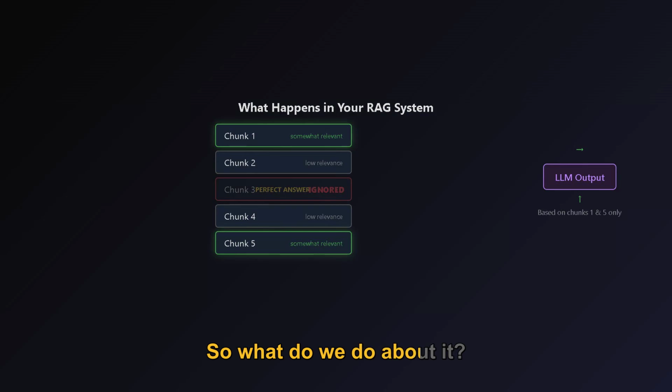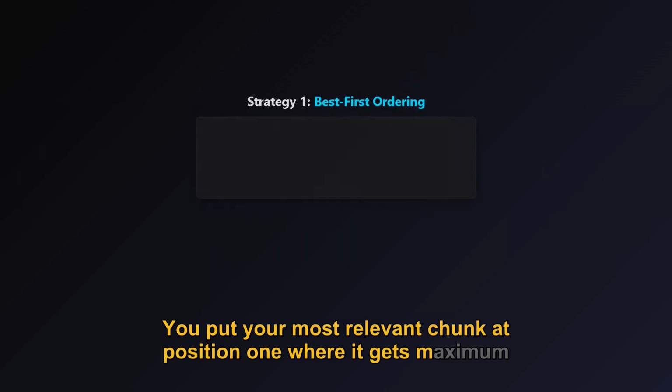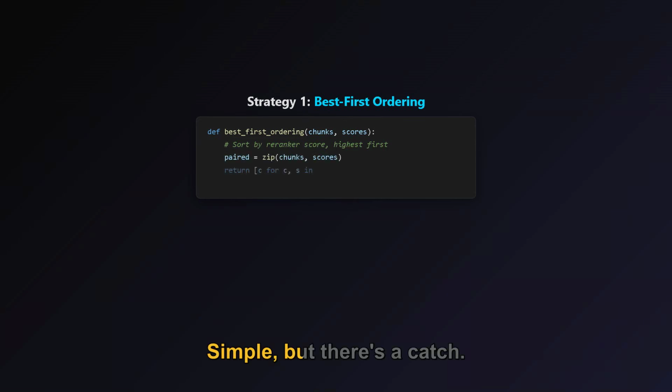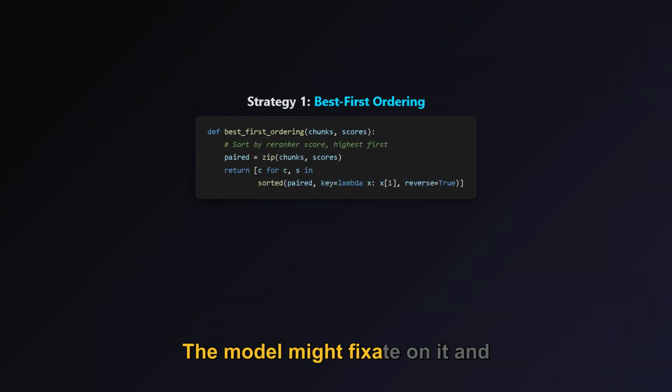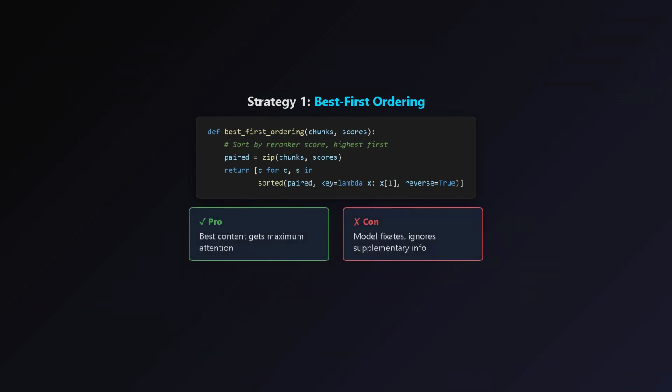So what do we do about it? Strategy 1 is best first ordering. You put your most relevant chunk at position 1 where it gets maximum attention. Simple, but there's a catch. The model might fixate on it and ignore supplementary info from the other chunks.